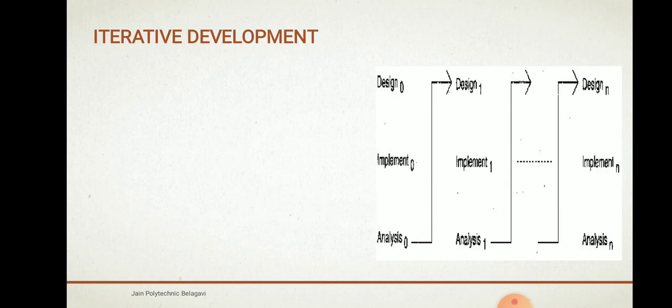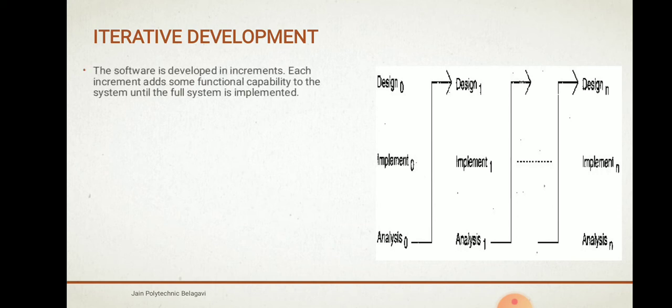Now we'll go to iterative development. As you can see here, this is a diagram showing iterative development. In iterative development, the software is developed in increments. That is, all the phases are developed first, and then all the phases are repeated again. Each increment adds some functional capability to the system until the full system is implemented.